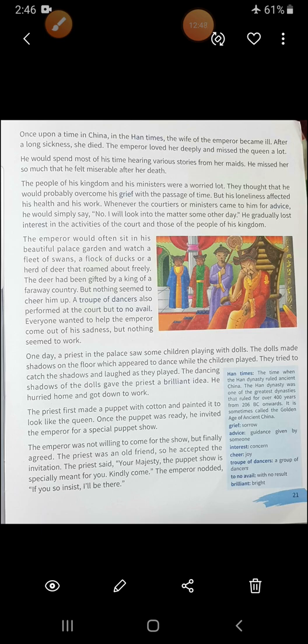Now, whenever the people of his kingdom came to him for any advice, what did he used to say? "No, I will look into this matter some other day." He lost total interest in all the activities going on in the kingdom. And everybody thought that after some days his sorrow would go, or he would overcome his sorrow.